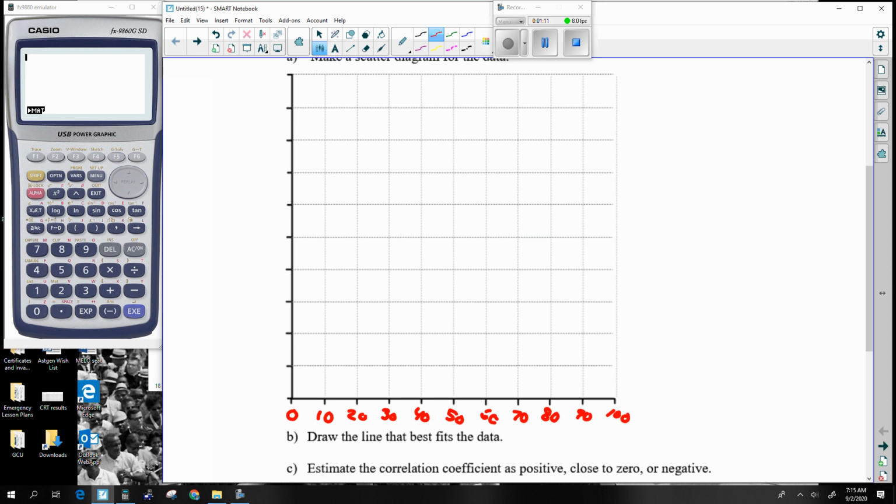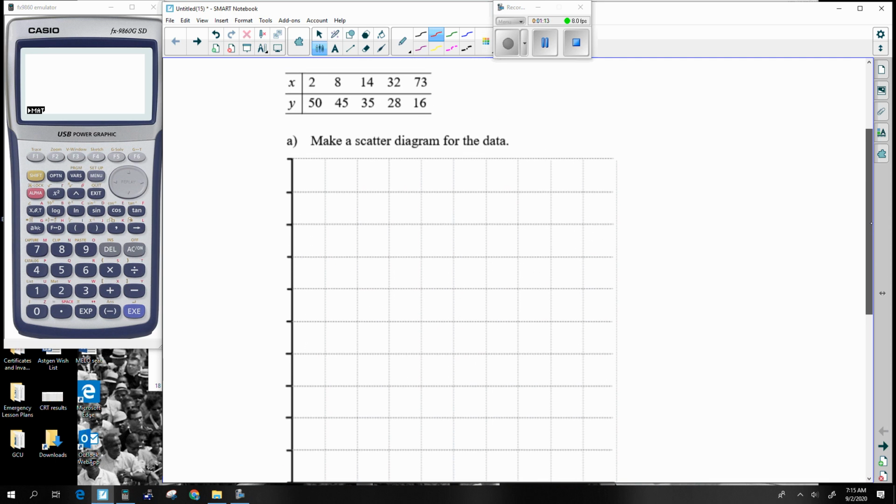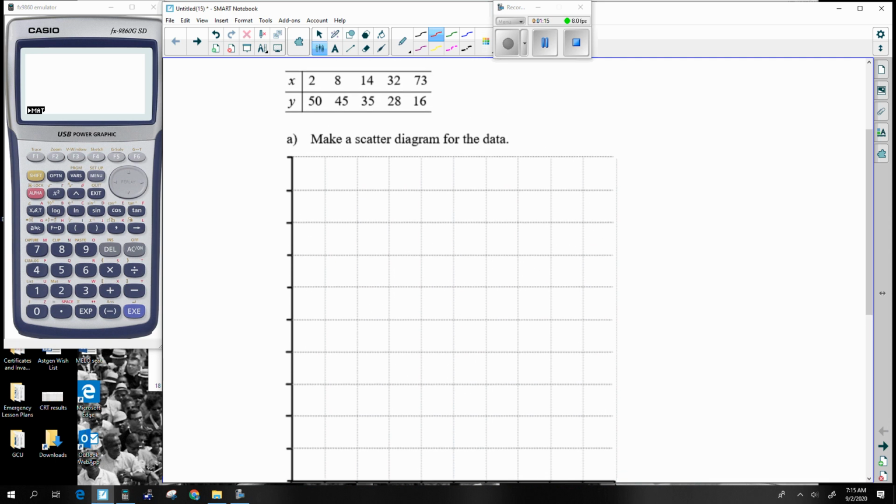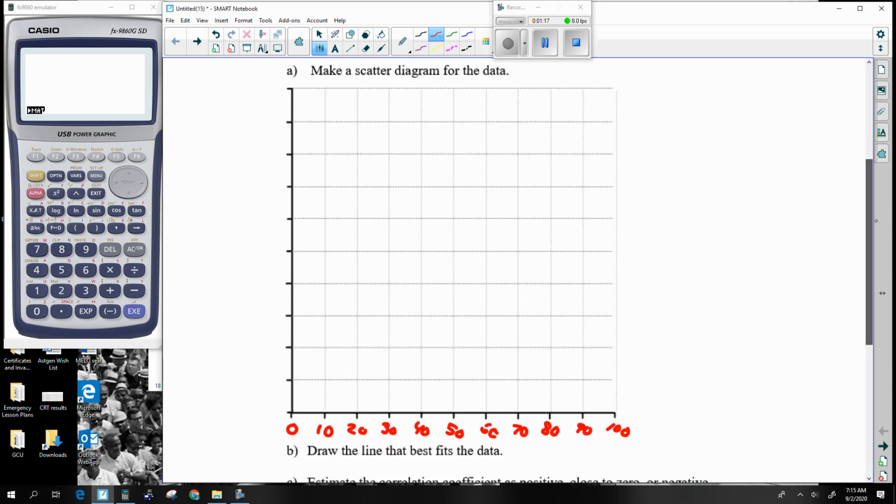All right, and the y's, they go from 16 to 50. 16 to 50, I think I can probably count by fives. So 5, 10, I'll just kind of jump here a little bit. Yeah, so I can make it up to 50. So that's fine.